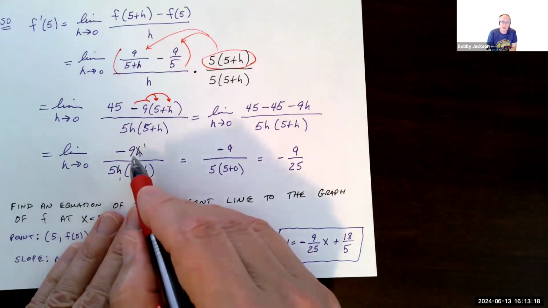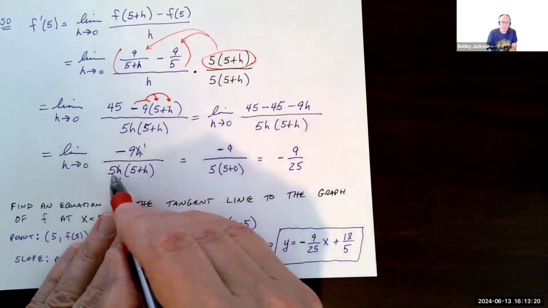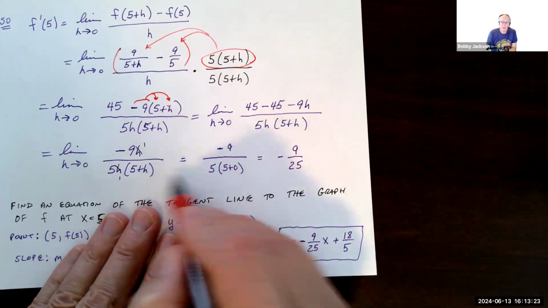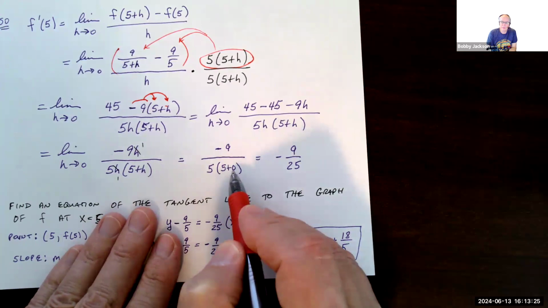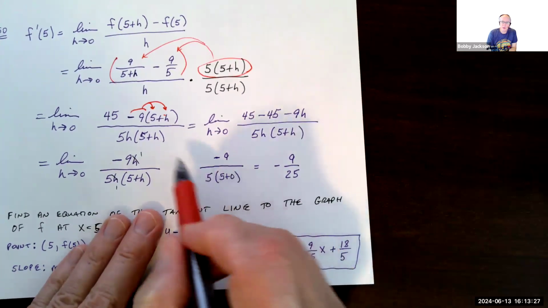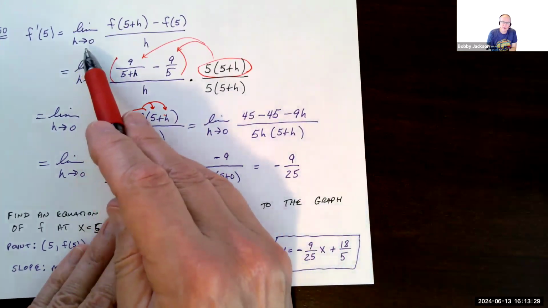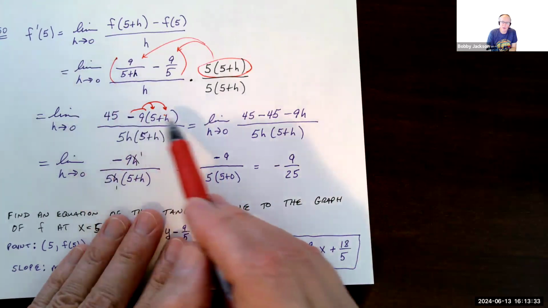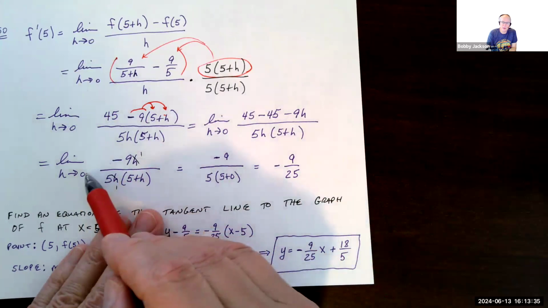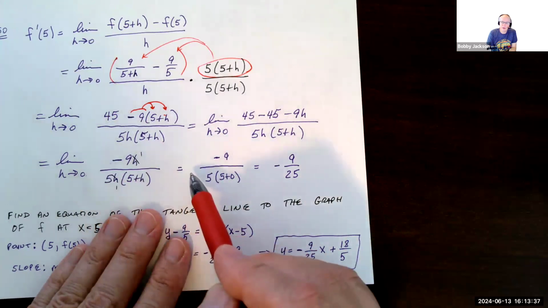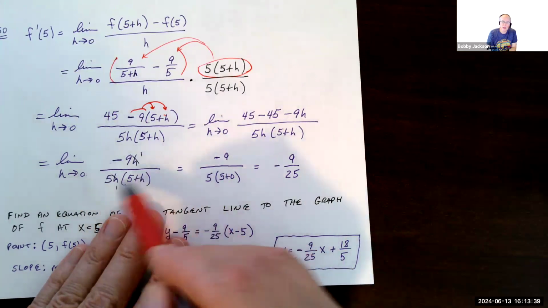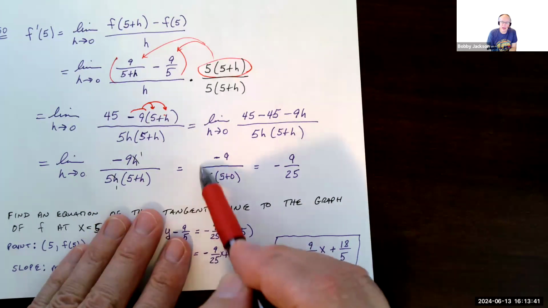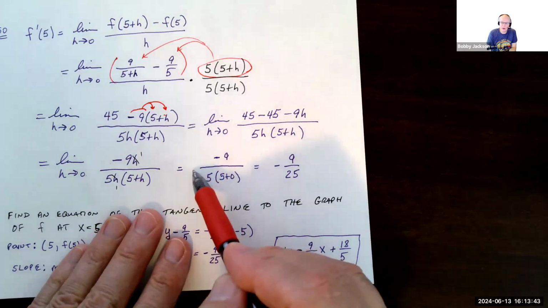When I plug in h equals 0 up top, I got -9, 5, and then 5 plus h is 5 plus 0. Notice with using the limit definition, what do I have in front of all these equal signs each time? The limit sign, right? Because I haven't evaluated the limit yet. Look what happens here. There is no limit. Why? Because we've evaluated it. You should not have a limit sign here, right?